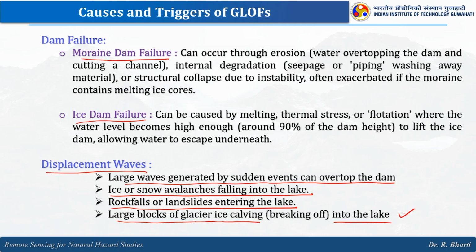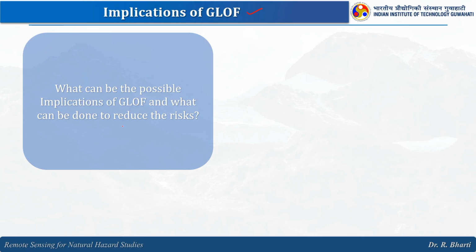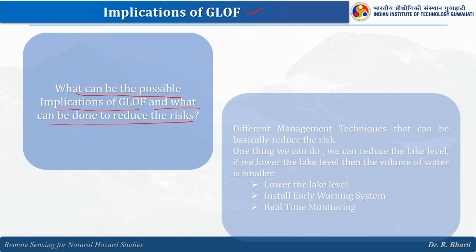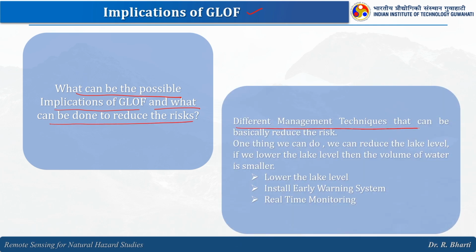So, the Chamoli disaster was one of these examples. What can be the possible implications of GLOF, and what can be done to reduce the risk? There are different management techniques that can reduce the risk. One thing we can do is reduce the lake level. If we lower the lake level, then the volume of the water will be smaller, and that will reduce the vulnerability of that particular lake towards GLOF.